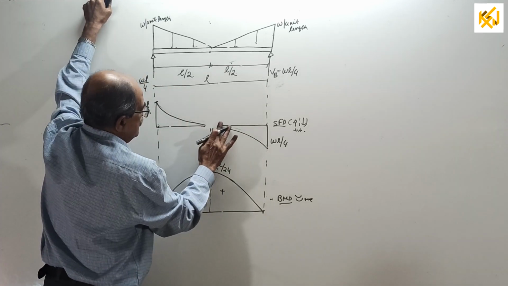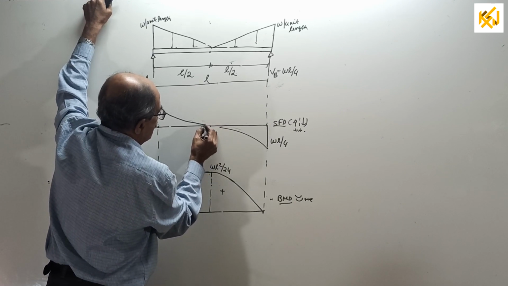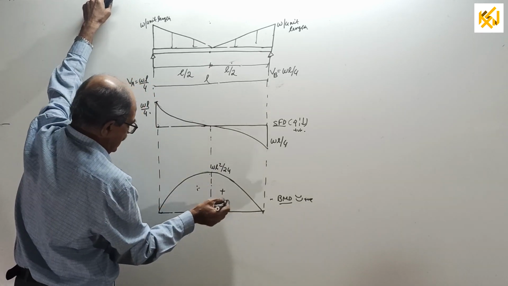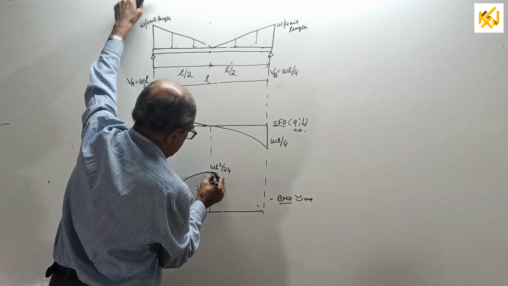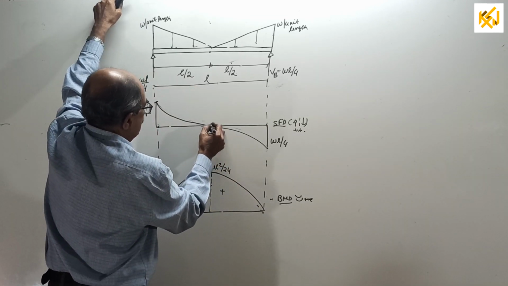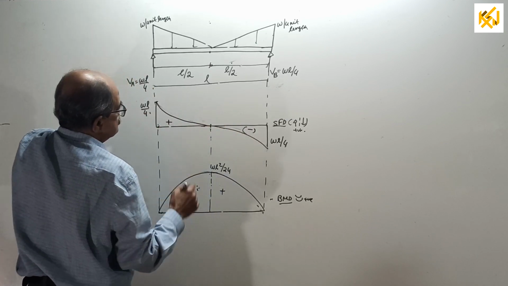If you have a tangent here, both are 0. BMD, this is slightly, okay. That's all right, no bother now. Reasonably okay. WL square by 24. This is the center here, shear force 0, plus and minus.